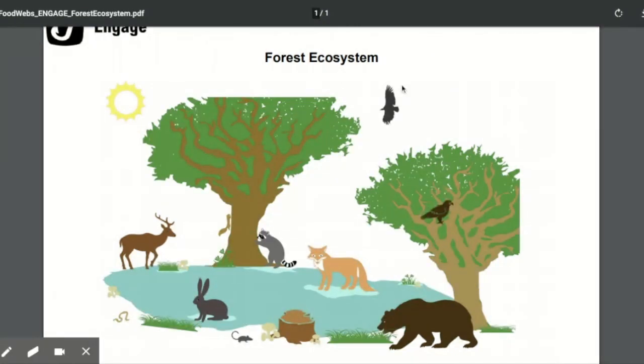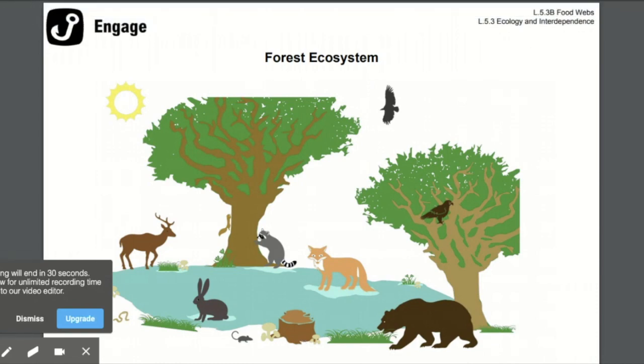What happens when this hawk dies? He starts to rot. Well, the decomposer or the mushroom is what would break down his dying carcass. So mushroom would come last in our food chain.